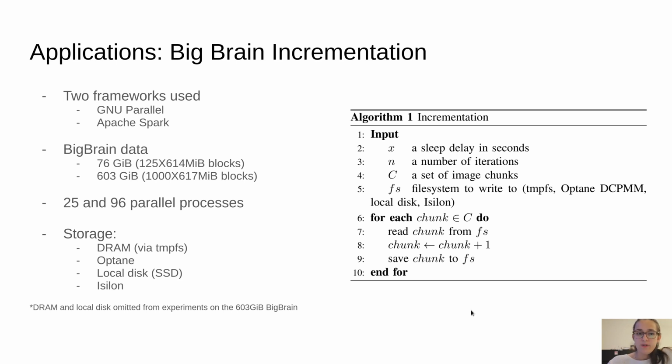We used two different frameworks for this. So we had GNU Parallel and Apache Spark. We also varied the number of processes, so we had 25 and 96 parallel processes. And we used tmpfs, Optane, SSD, and Lustre, and compared each device with each other.